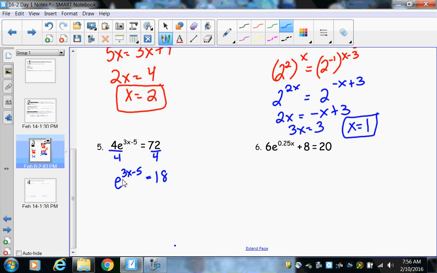And then if we think about this, we can use our property of logs that we've been studying, and it's in exponential form, and I'm stuck, so I can convert this to log. And remember that when we have log base e, that's really the natural log. So I can say the natural log of 18 equals my exponent.